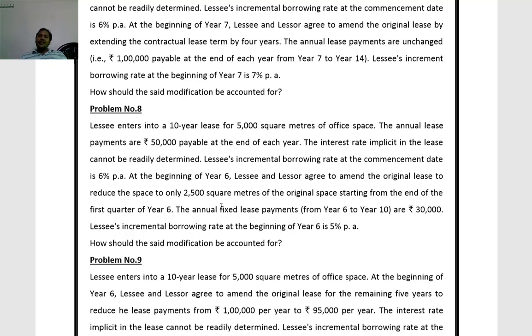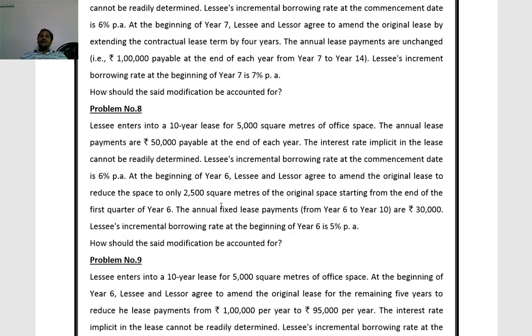If a decrease in scope is also not there, the third category is other modifications. Other modification is just remeasuring the liability at the revised discounting rate. So this is the second category, that is decrease in scope. So first we have to arrive at the balance of lease liability by the end of fifth year, that is the beginning of sixth year, the balance of lease liability and the balance of right of use asset.